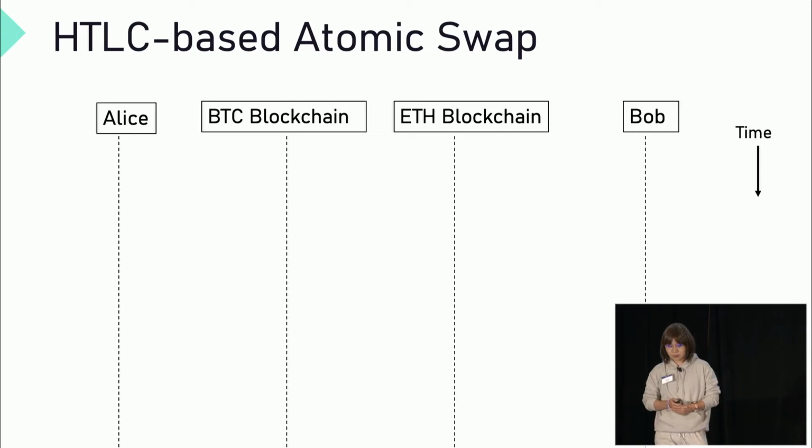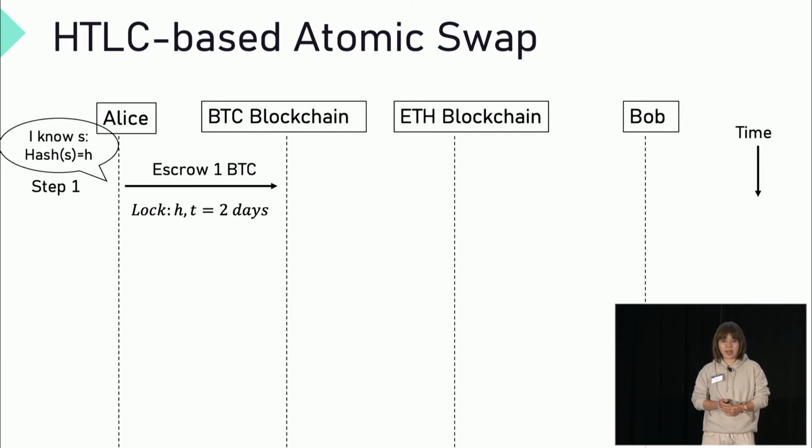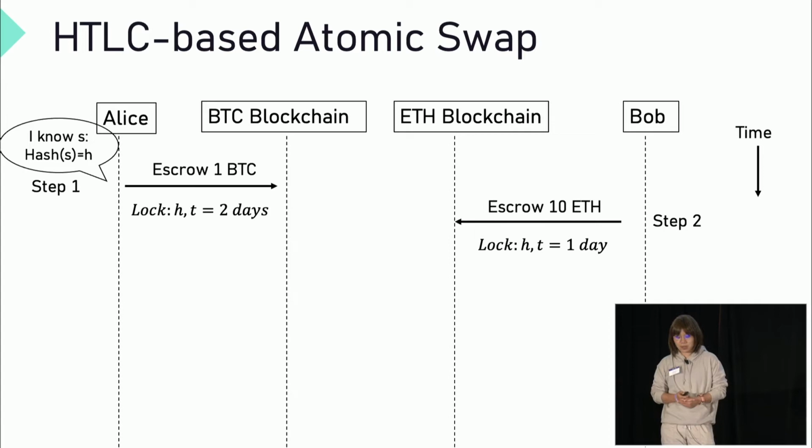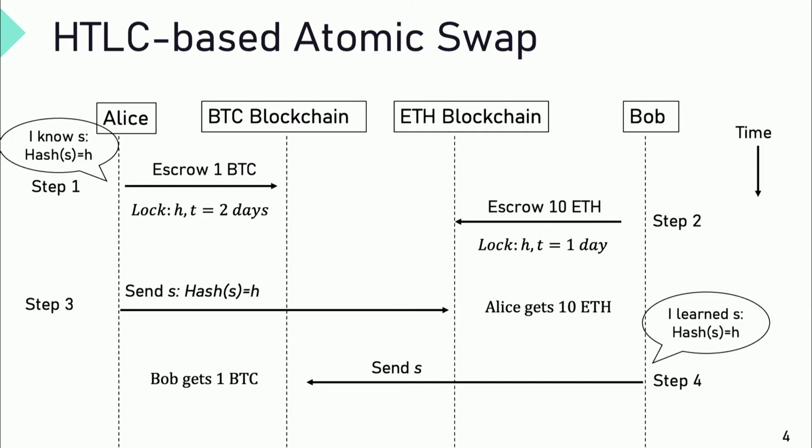First, Alice escrows one Bitcoin into an HTLC on the Bitcoin blockchain. The hash value for the lock is H, generated by Alice, so she knows the pre-image S to H. Then, Bob escrows 10 Ethers on the Ethereum blockchain with the same hash value H. After seeing Bob's escrow, Alice sends the pre-image S to Bob's contract, and then she gets 10 Ethers. Now, Bob learns the pre-image of H. He sends it to Alice's contract, and then he gets one Bitcoin.